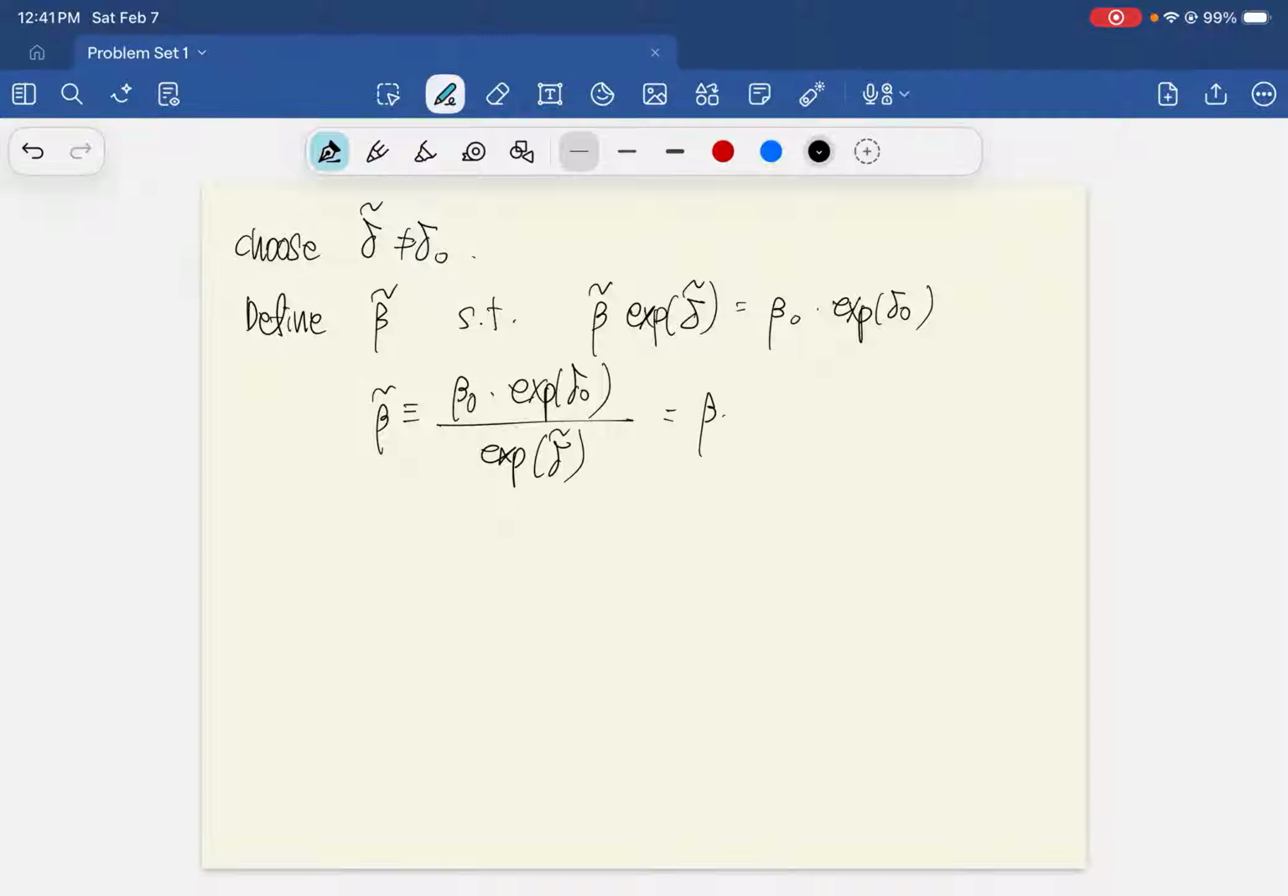Or more elegantly, you can write it as this. Okay? Then obviously beta tilde is different from beta 0. And it is well defined. Right? The numerator is not 0. Exponential of something is never 0. So that's why I could write it this way.